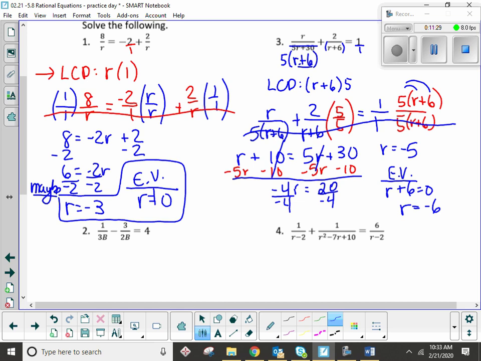So r cannot be negative 6. Was r negative 6? No, so we're good. So there's my solution, and there's my excluded value.